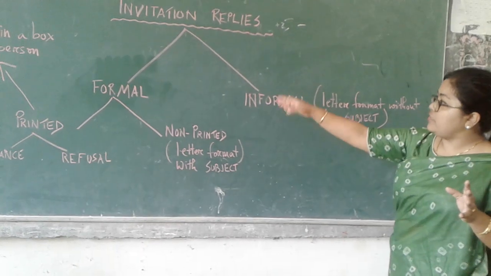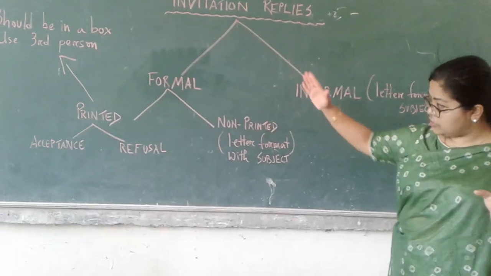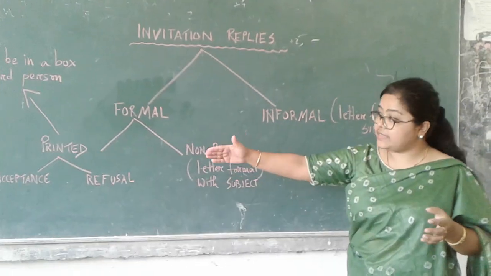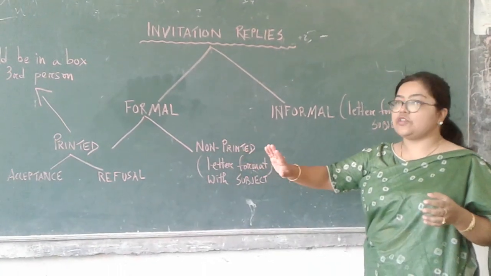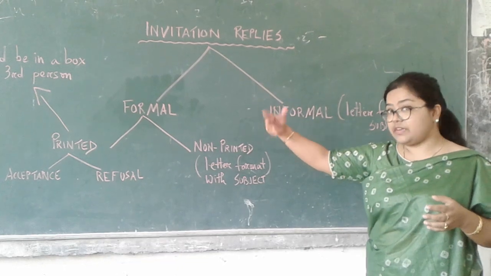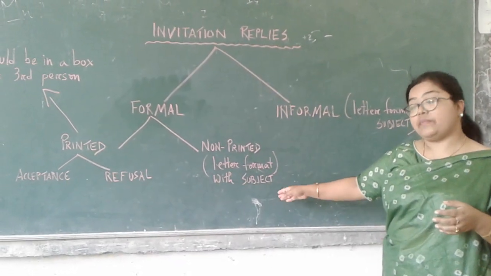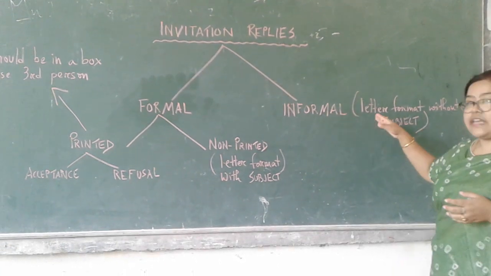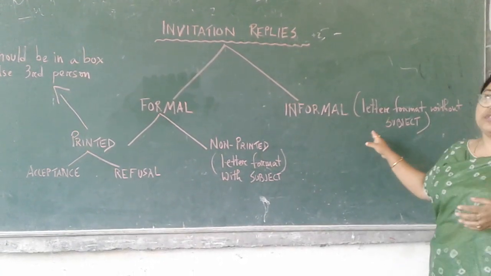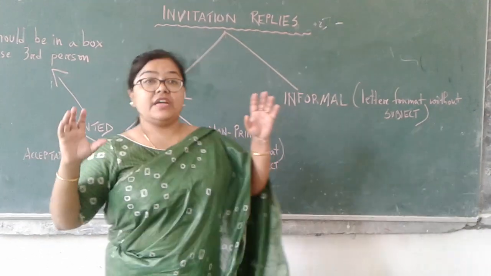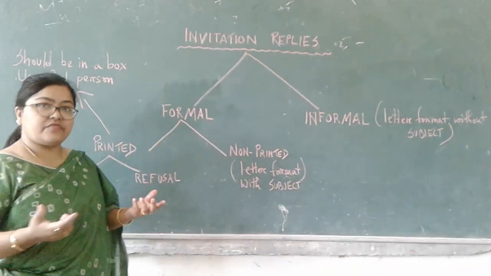So formal, informal, formal again we have printed, non-printed. Then printed invitation replies, we have acceptance reply, we have refusal reply, of which I'll show you the format in my coming videos. The non-printed is letter format but with subject. Informal is again letter format but without subject. Fine. So this is the introduction about invitation replies, what are its different parts.